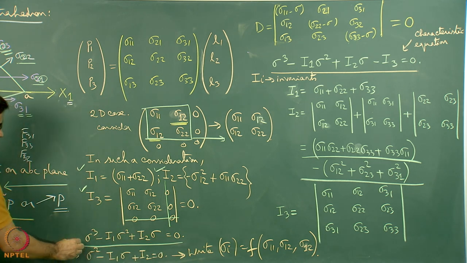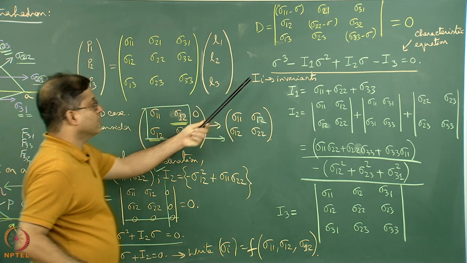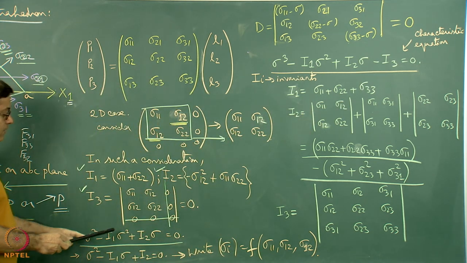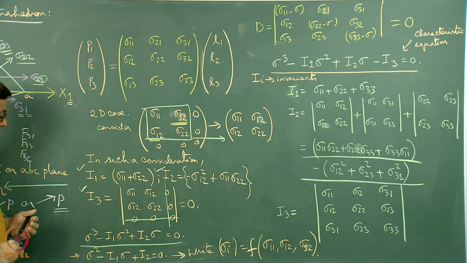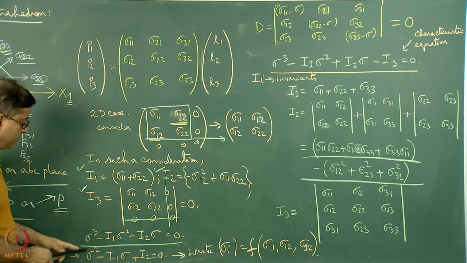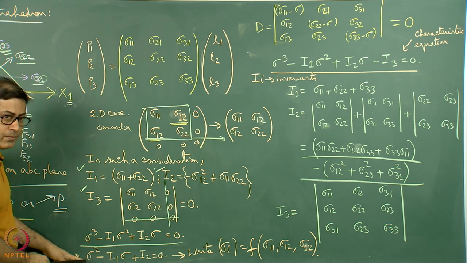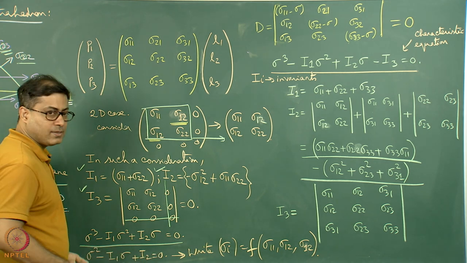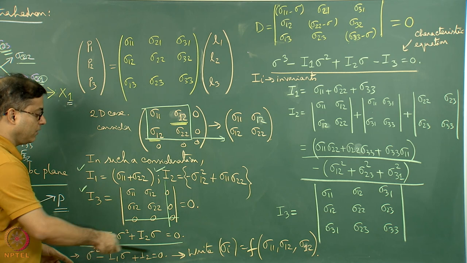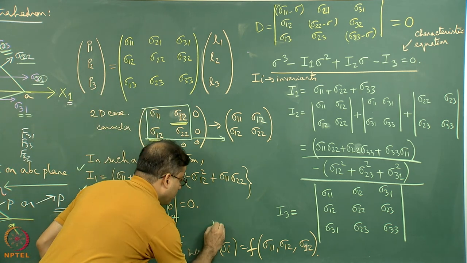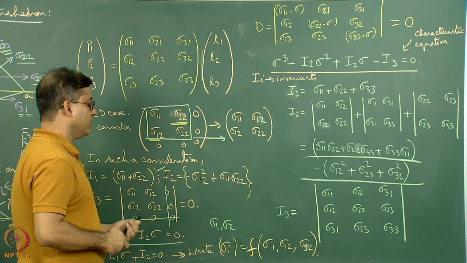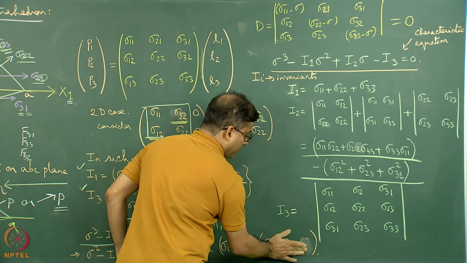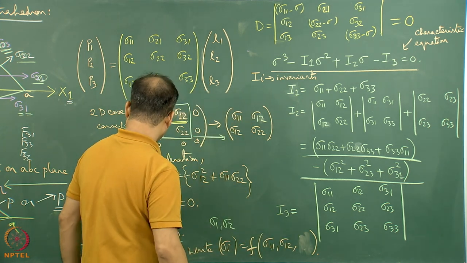This was the equation, I3 has become 0, so that is what I am writing here: sigma cube minus I1 sigma square plus I2 sigma equal to 0. Now we negate a chance that sigma can be 0, so dividing by sigma, sigma square minus I1 sigma plus I2 equal to 0. Now as a request to the students, from this quadratic equation, write down sigma 1 and sigma 2 as functions of sigma 11, sigma 12, and sigma 22.